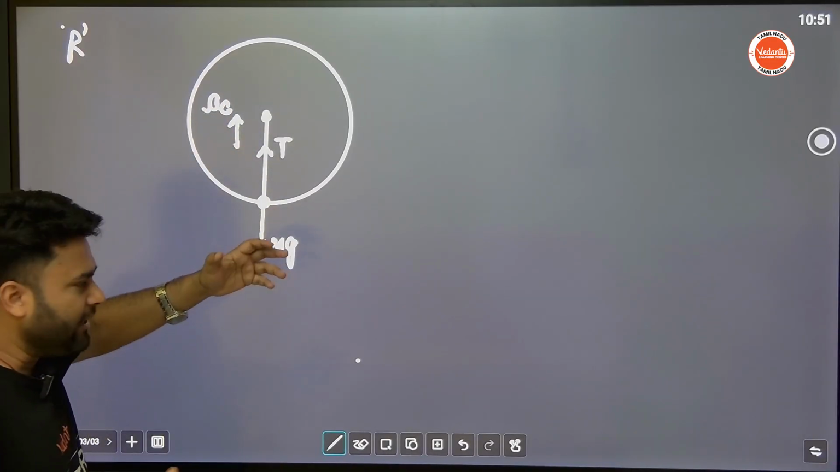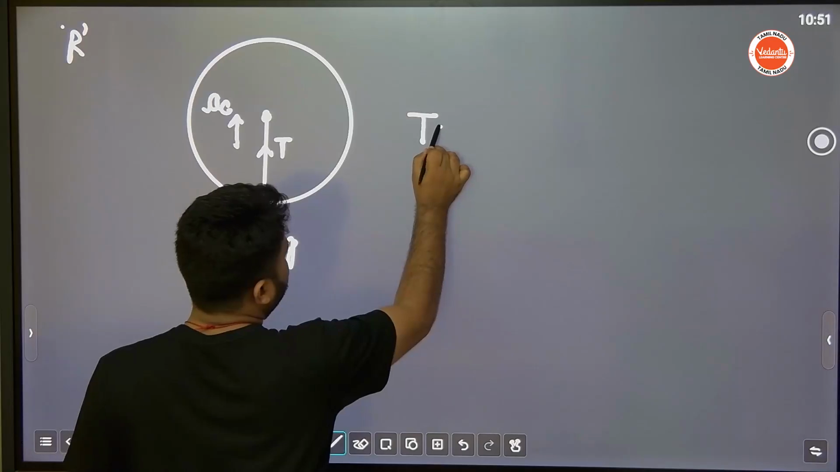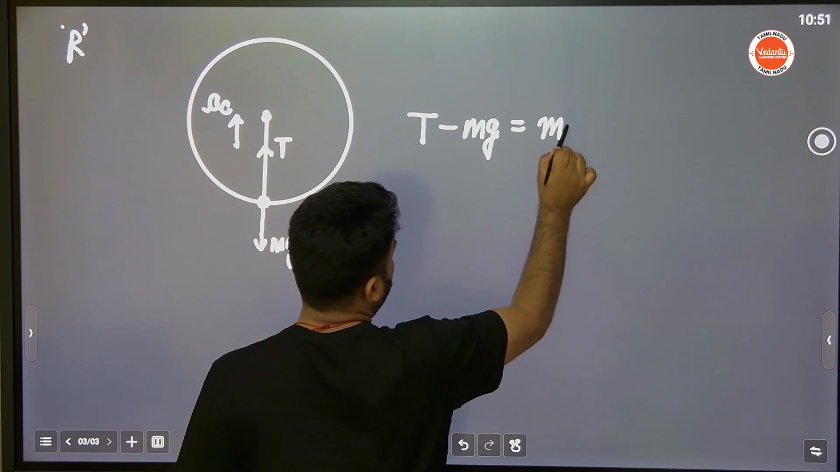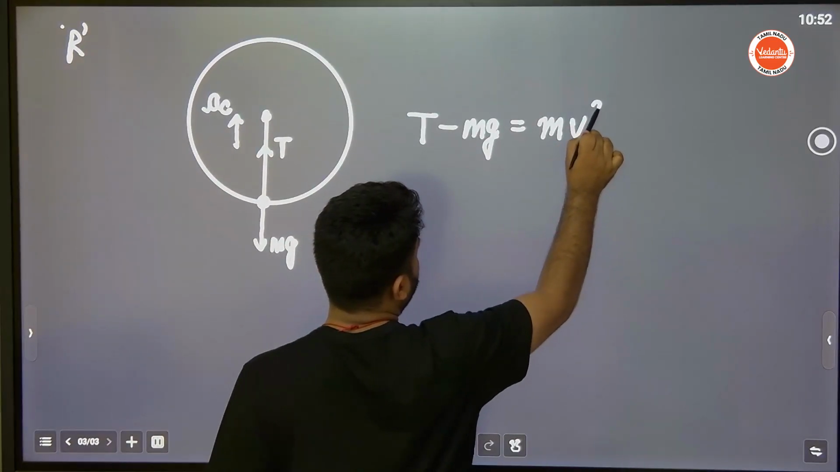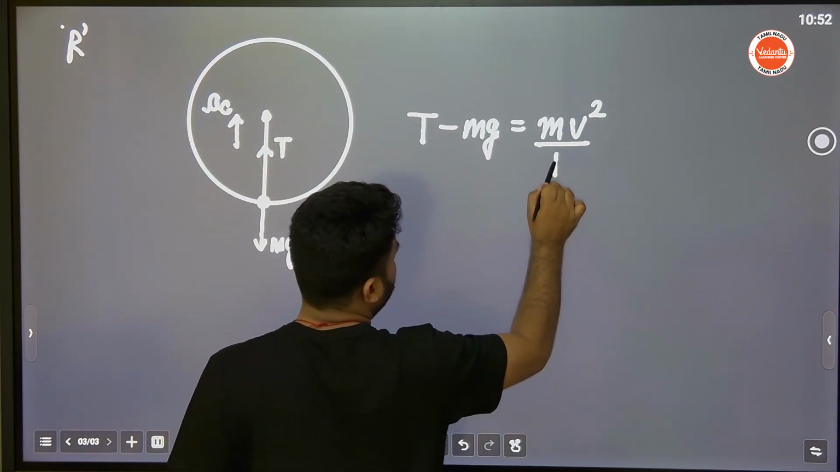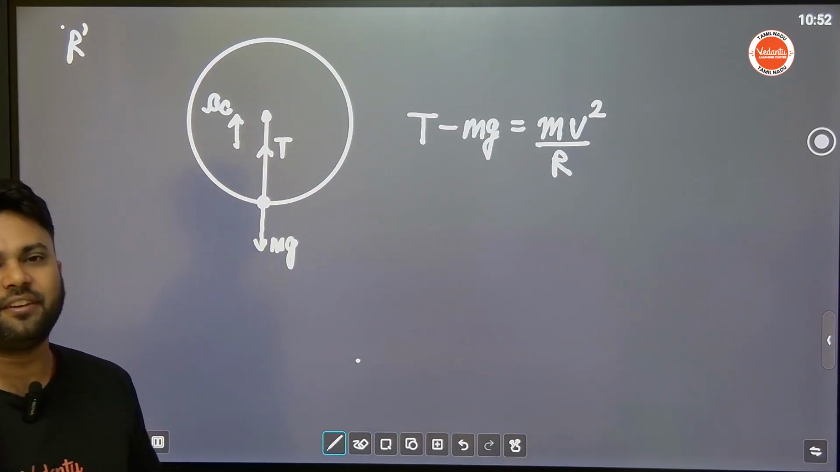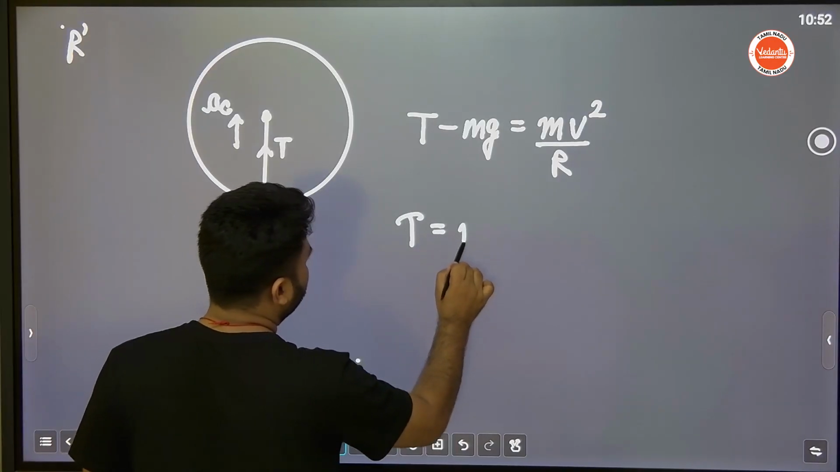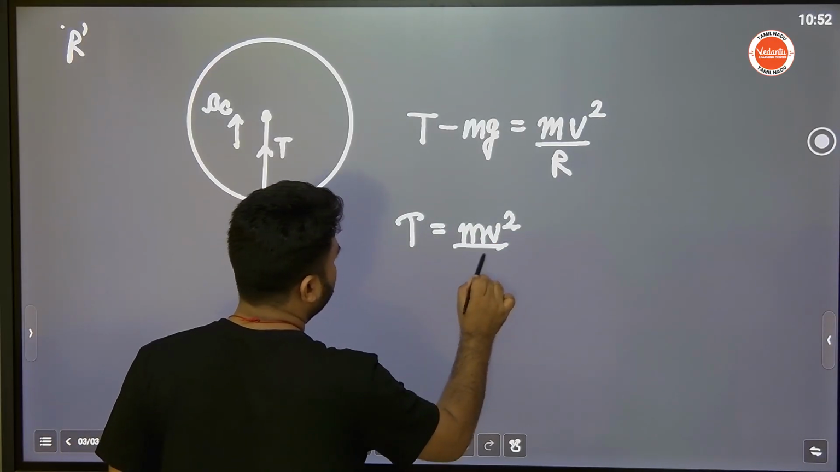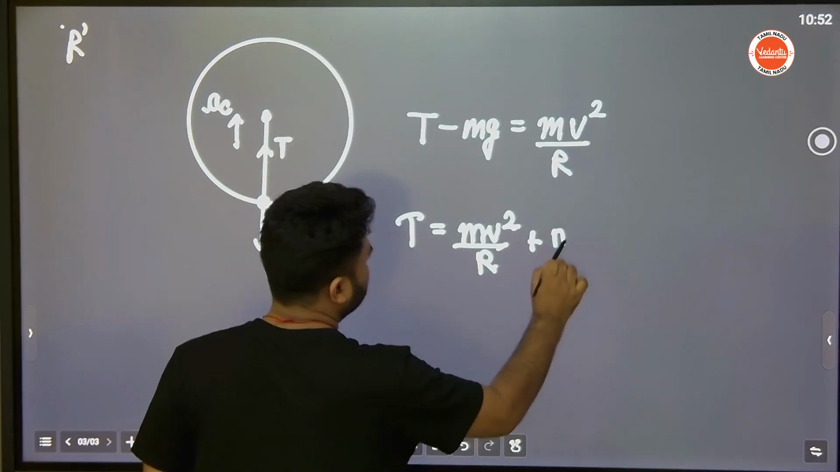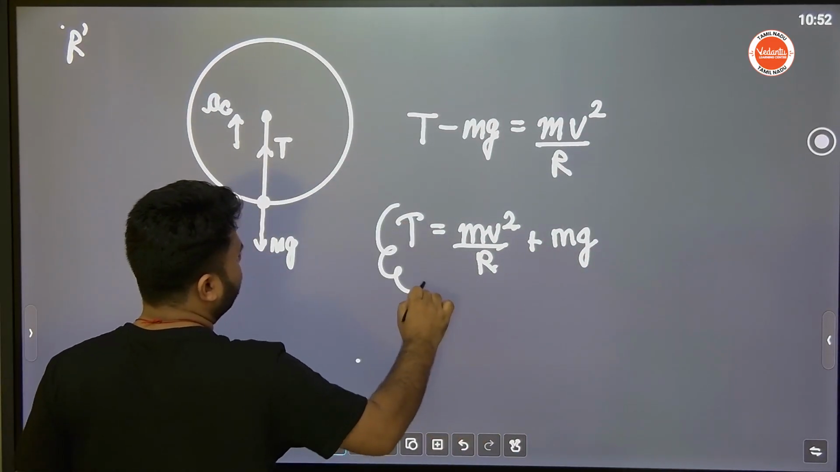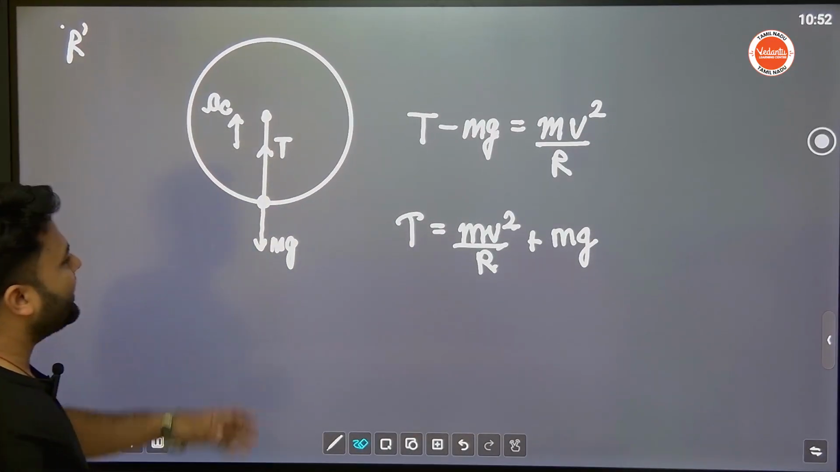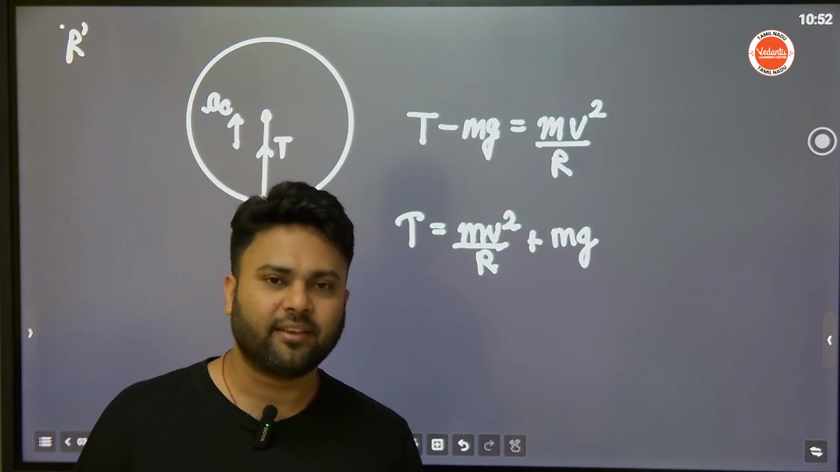So what we can write, net force, that is T minus mg, equals mass into acceleration, and acceleration, as I told, is centripetal acceleration, v square by r. So we can write tension equals mv square by r plus mg. No need to remember this, but understand the concept: if someone asks what is the tension here, it is mv square by r plus mg.